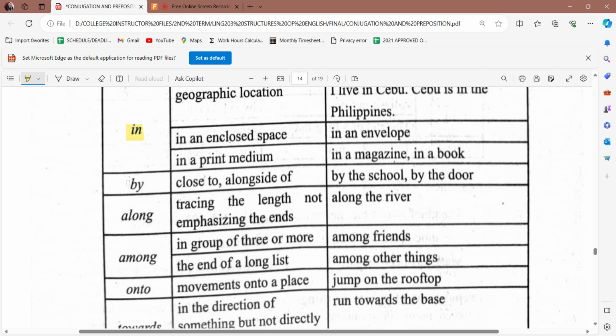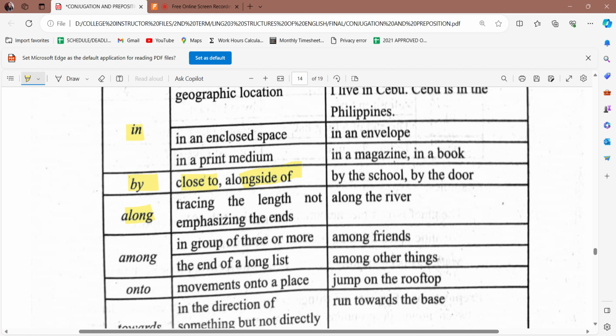And then we use by for close to, or alongside of. So we have by the school, by the door, by the river. And we also have along, tracing the length and not emphasizing the ends, along the river. We are not emphasizing the ends of that river, so we use along.